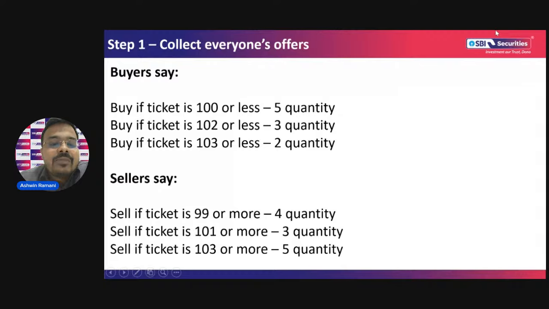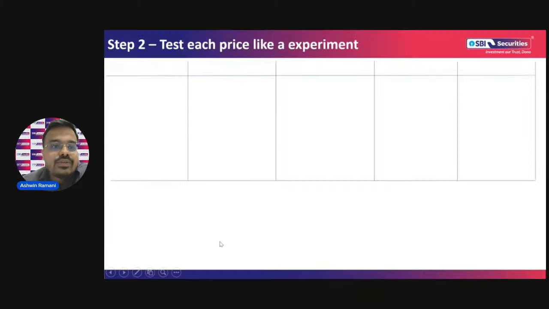Absolutely. Because for 99, only 4 quantities are available. That is 99 or more. The other seller is saying minimum I want 101. So that means at 99, buyers is 10 quantities. Sellers is just 4 quantities. How many deals can happen, guys?